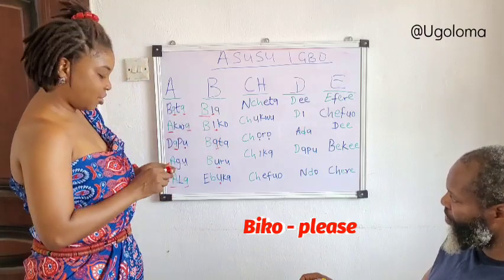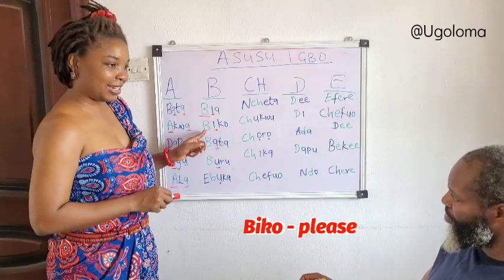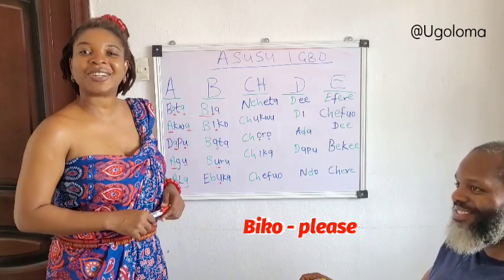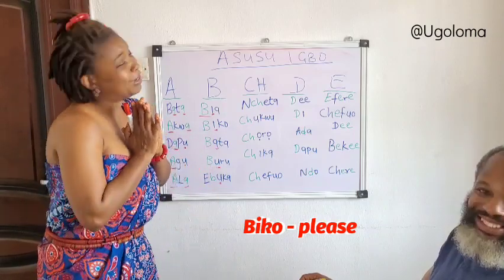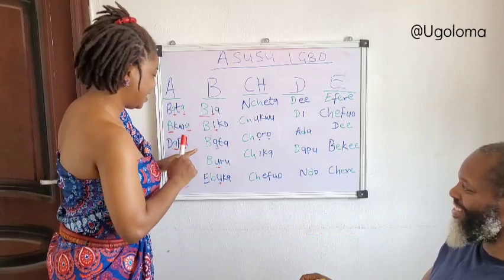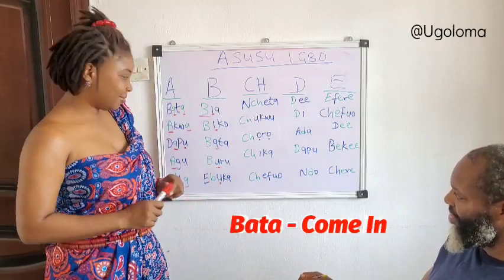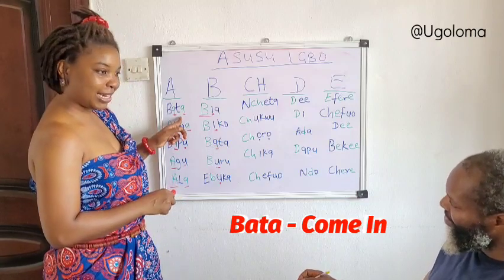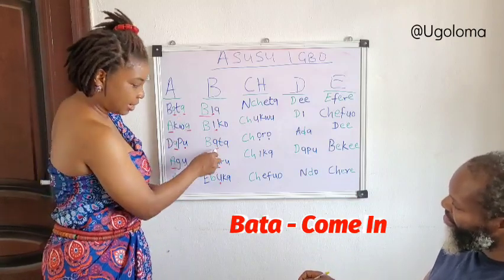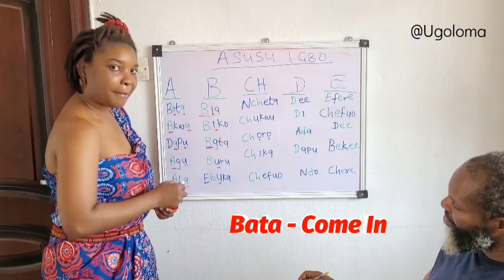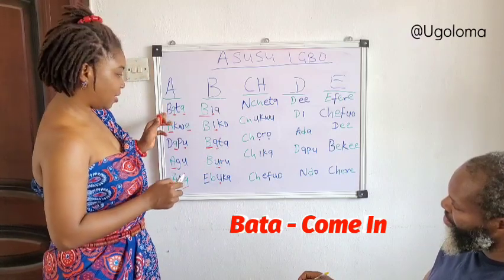Biko. What is Biko? You know this one, right? Please. Correct. Biko is please. Next one, now you're going to pronounce it. Bata. The same word we had before, right? Yes, because we had the B. Bata. The same word.